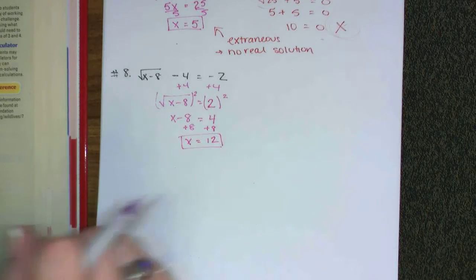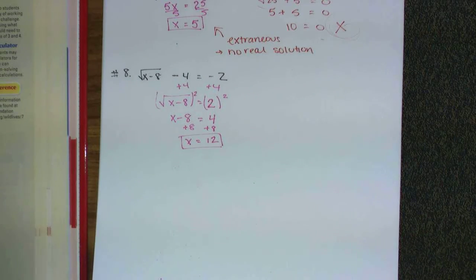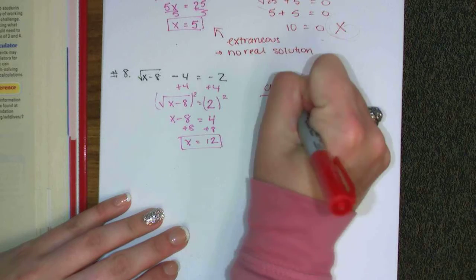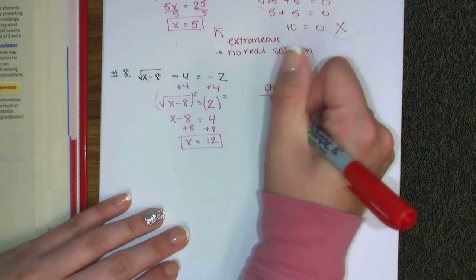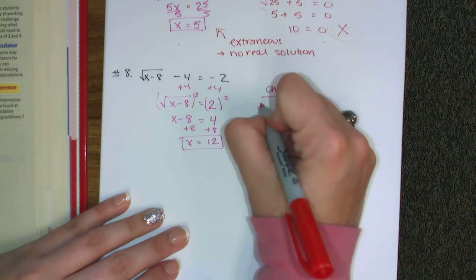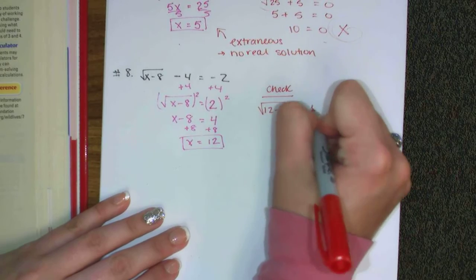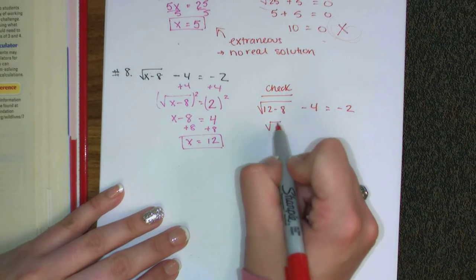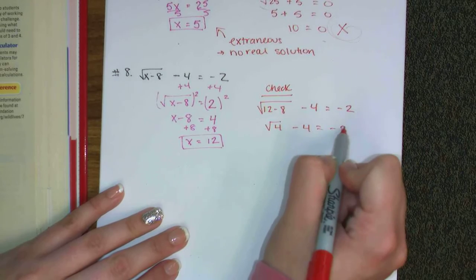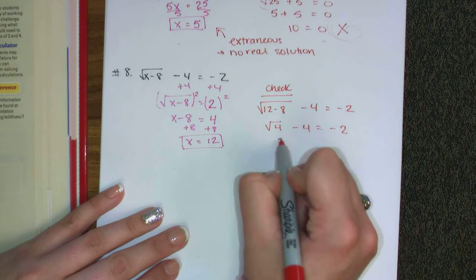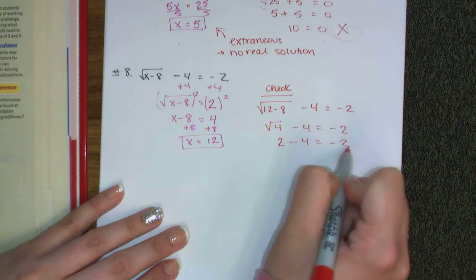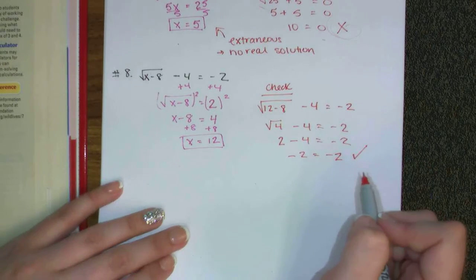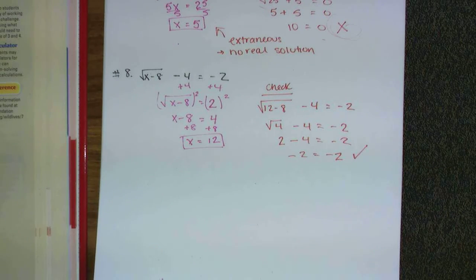Now I need to come over and check it. So we're checking it. Here we're plugging in 12. So we have the square root of 12 minus 8 minus 4 is equal to negative 2. 12 minus 8 is 4, so that's the square root of 4 minus 4 is equal to negative 2. The square root of 4 is 2. 2 minus 4 is negative 2, which is equal to negative 2. So we've checked that it works. That is a solution to the problem.